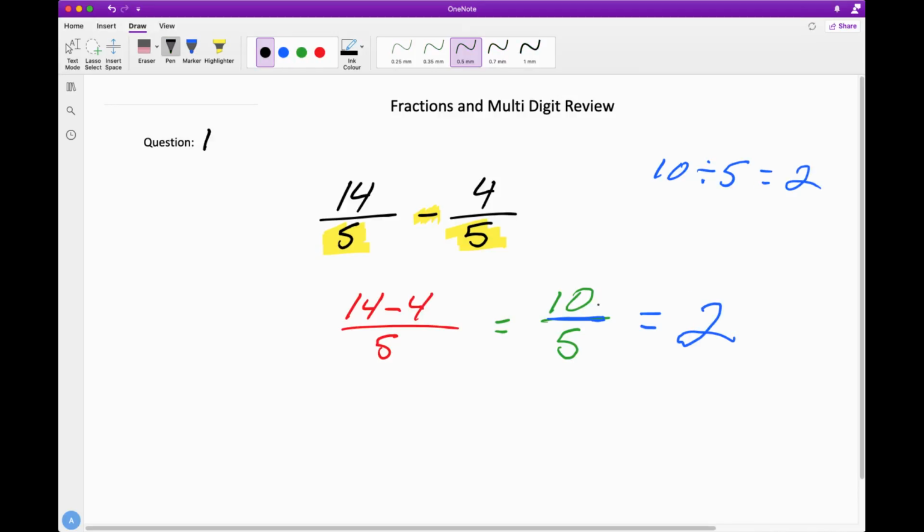Another way you can think about it is that when we're simplifying our fraction, we're seeing what number divides evenly into both our numerator and denominator, and they're both divisible by 5. That would give us 2 over 1, or just 2. All right, now let's move on to the next question.